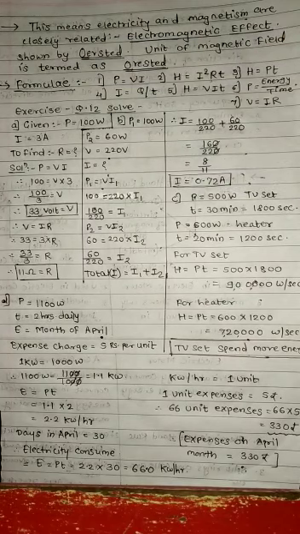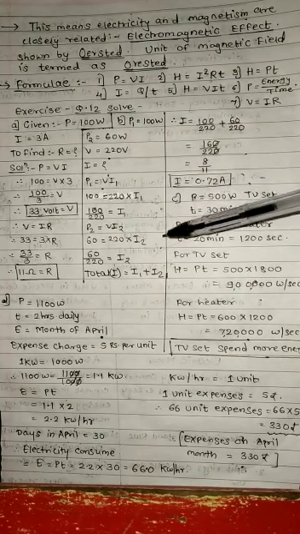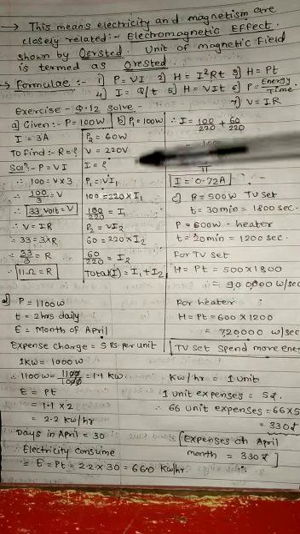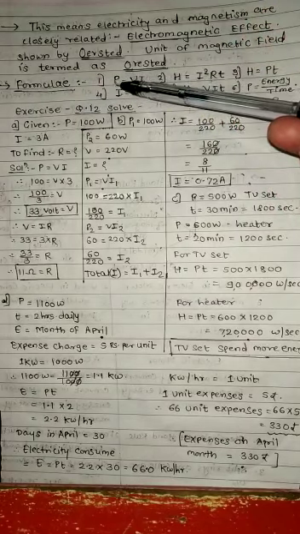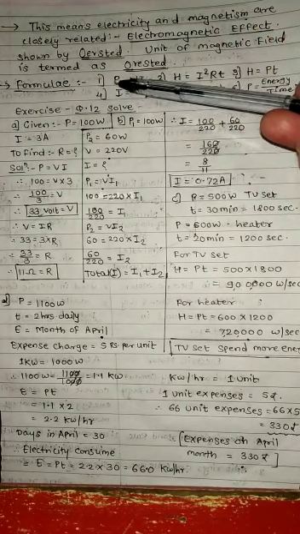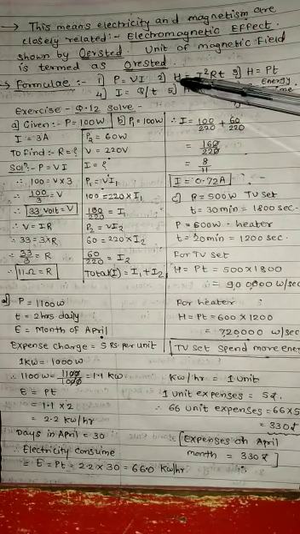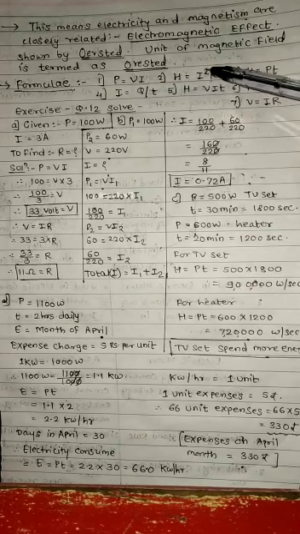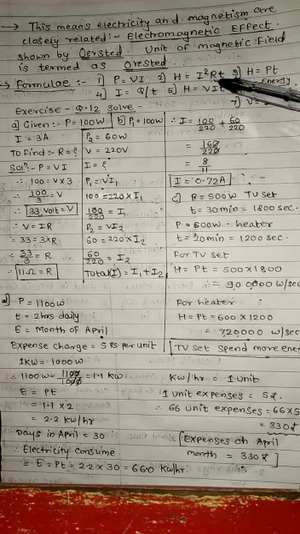Now we are going to study the sums or problems in that fourth chapter. So first, the formulas which are related to the sums. First one is P is equal to VI. P is power, V is voltage, I is current. Second is H is equal to I square RT. H is heat, I is current, R is resistance, and T is time.